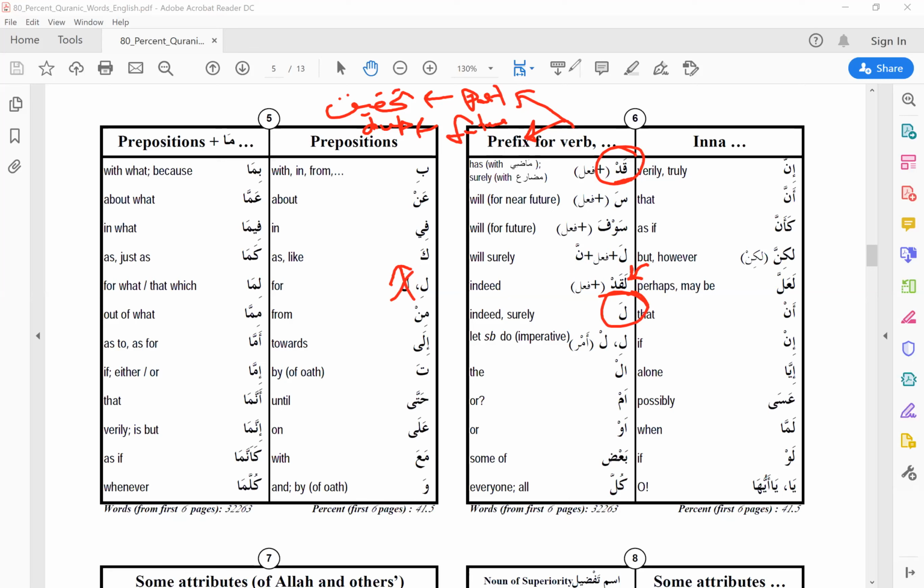Because qad anyways would either come in the past tense to mean yes, it was done for sure, or in the future would mean it might happen. So when I put laqad, now it means surely and for sure, and it's going to be in the past tense. Laqad akala, such and such. It's going to be always in the past tense because you can never be sure about something in the future. All right? Unless you're putting this one.